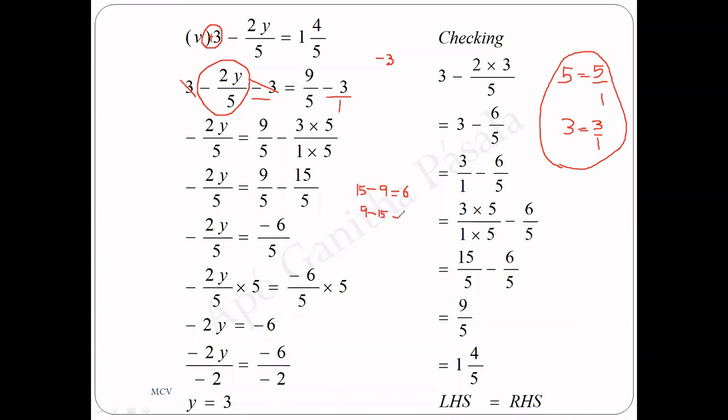What is 9 minus 15? When you interchange that, small number minus bigger number, it should be minus 6. So 9 minus 15 is minus 6. The denominator is 5. Then minus 6 over 5.